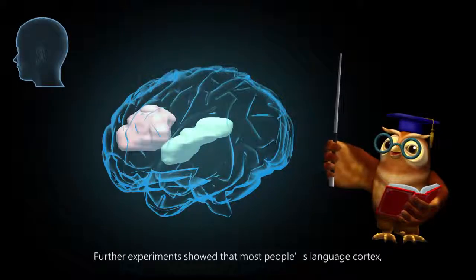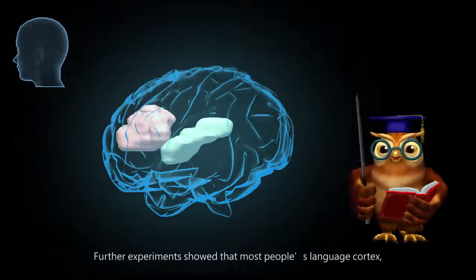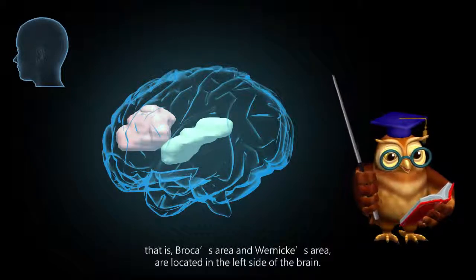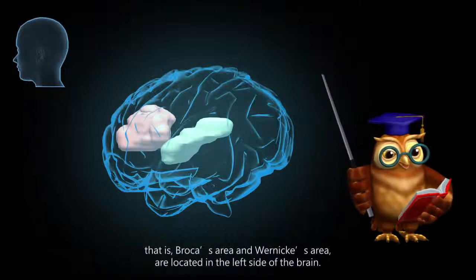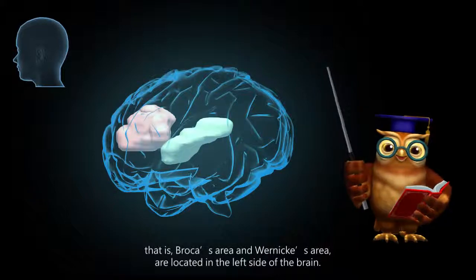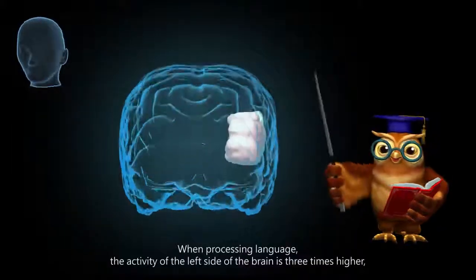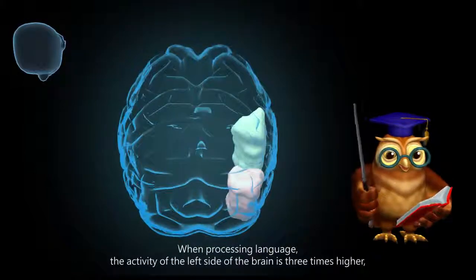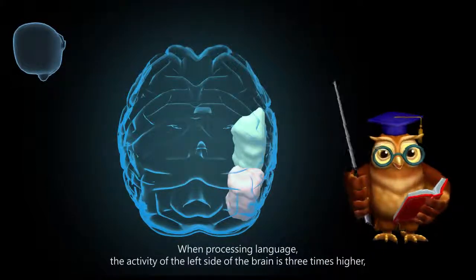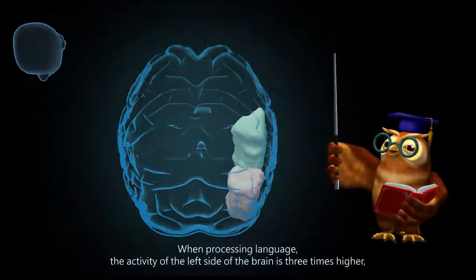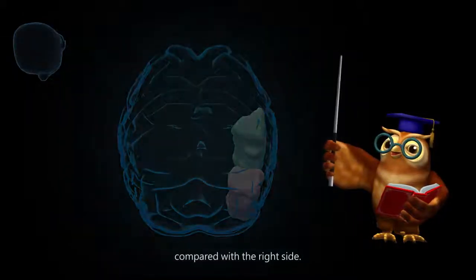Further experiments showed that most people's language cortex, that is, Broca's area and Wernicke's area, are located in the left side of the brain. When processing language, the activity of the left side of the brain is 3 times higher compared with the right side.